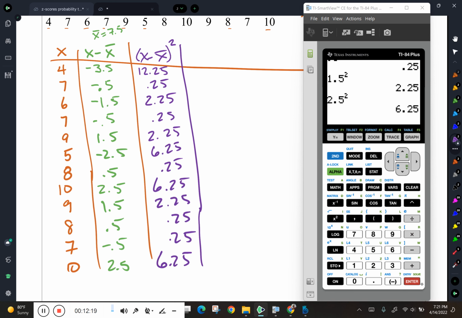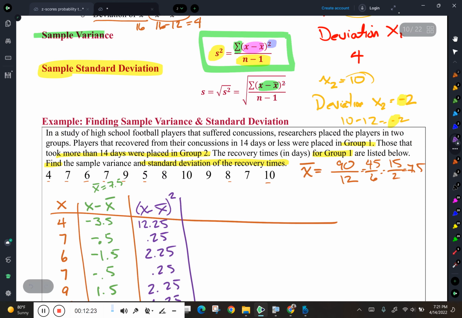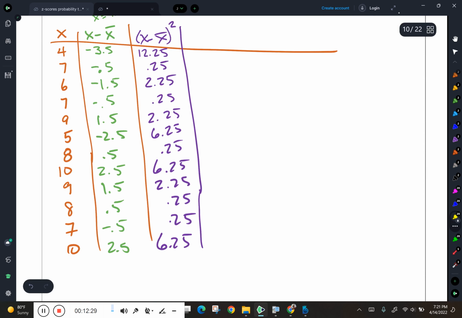So now I found all the squares. So let me make this go away. So in terms of the formula, I've done up to here. Now I need to add all those up. So I need to add up that column, take the total of that. Well, that's 1, 2, 3, 4, 5, 6, 7, 8, 9, 10, 11, 12 .25s. 12 quarters is 3.